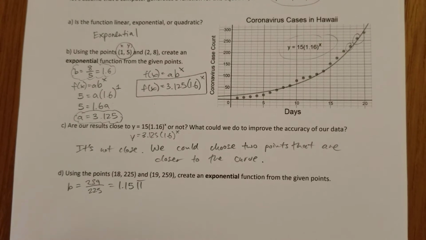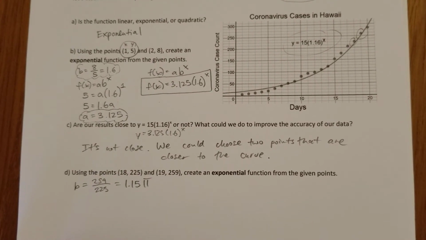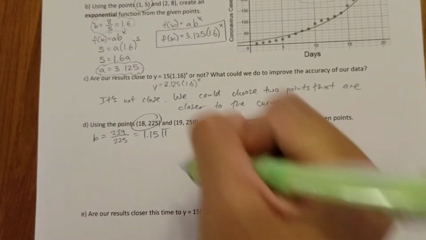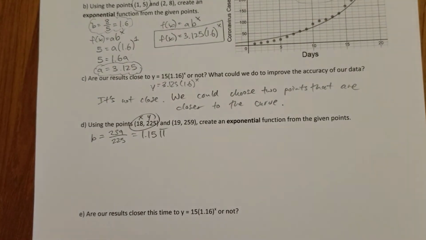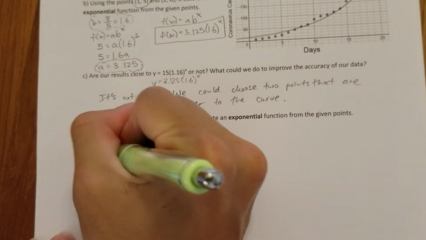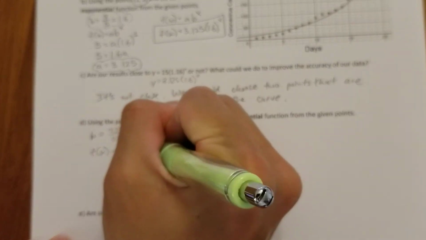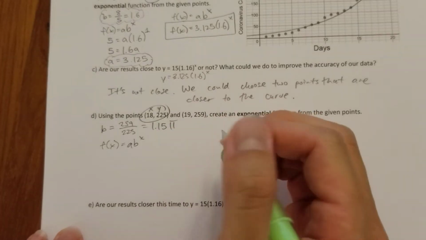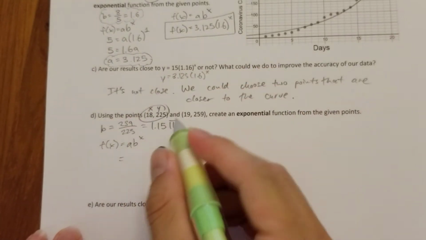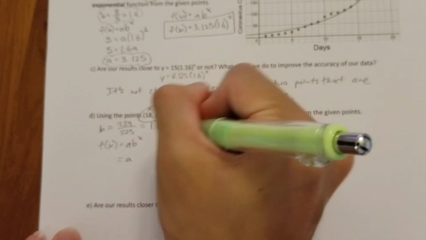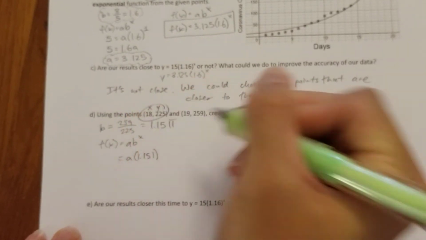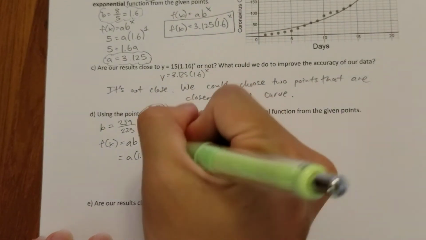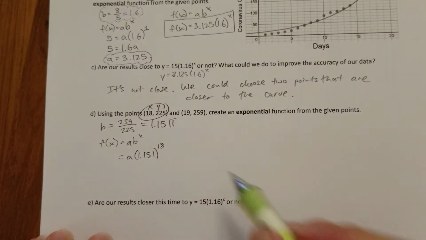Next, we need to identify an xy value, just any point. I'm just going to choose this one, which looks easy. This is my x, and that's my y. We're going to use that same equation, f of x equals a b raised to the x. I'm just going to round the ratio to 1.151, just to make it easier. And then this x is going to be raised to the 18th.